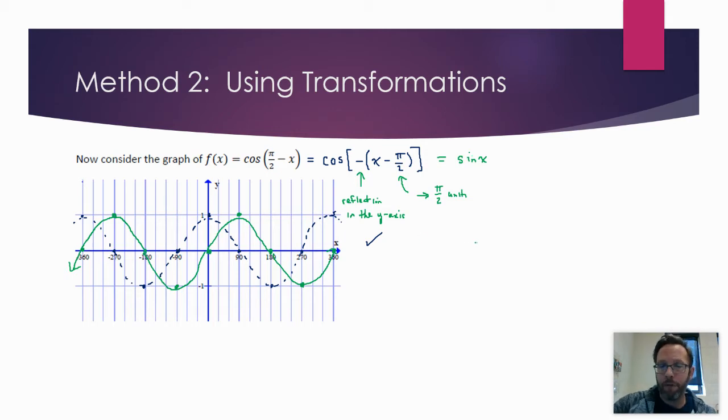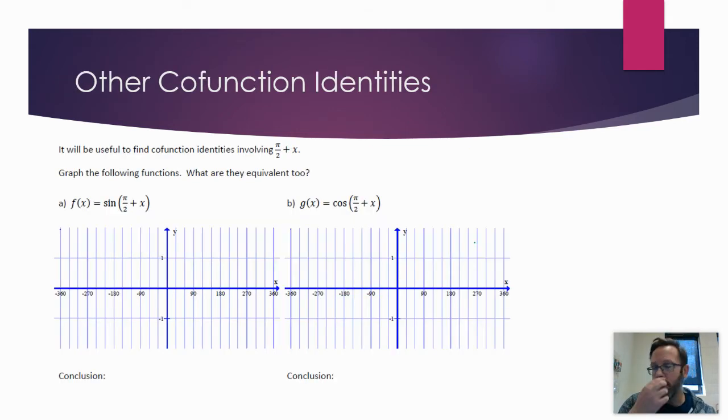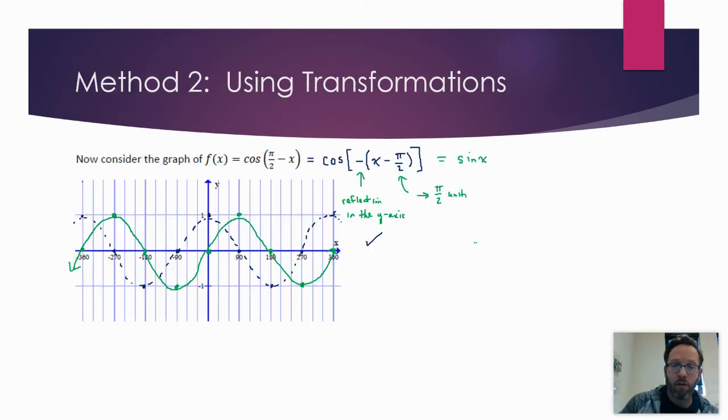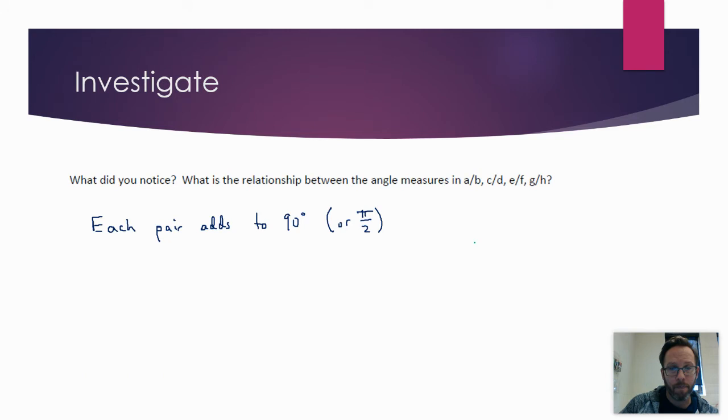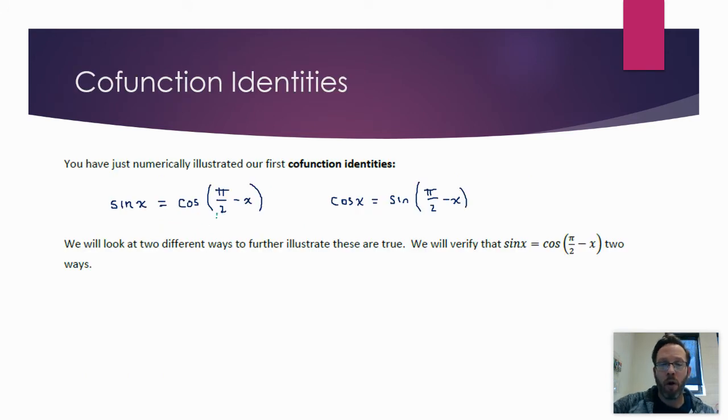All right, so hopefully you are convinced of those two. Let's talk about some other useful cofunction identities. So these first two both are of the form pi over 2 minus an angle. We'd like to get other cofunction identities where we have pi over 2 plus another angle.